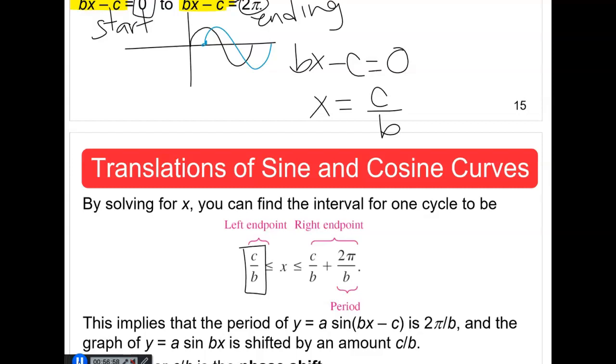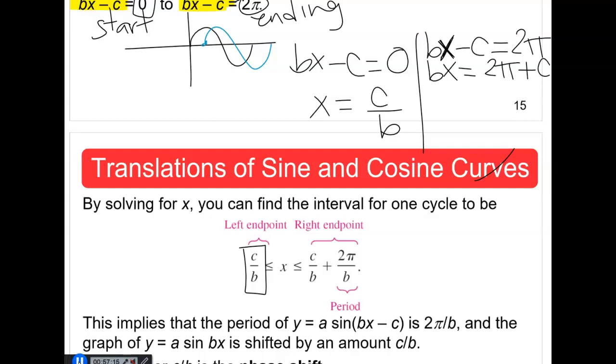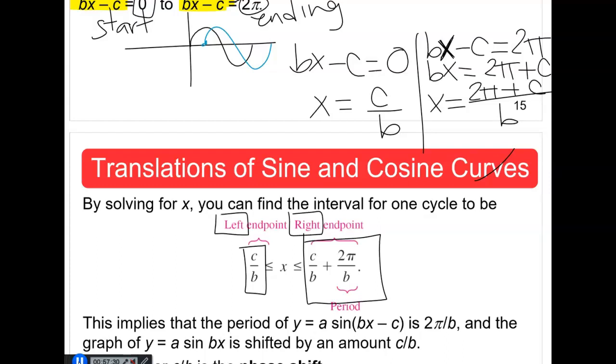So x will be between that. And then if I take the second equation, which is bx minus c equals 2 pi, and I want to solve for x, it will be bx is equal to 2 pi plus c, and then we divide by b, so we will have 2 pi plus c, everything divided by b. And that is what we see here. So here they're calling them left and right endpoints. You know, same thing, starting point, ending point.